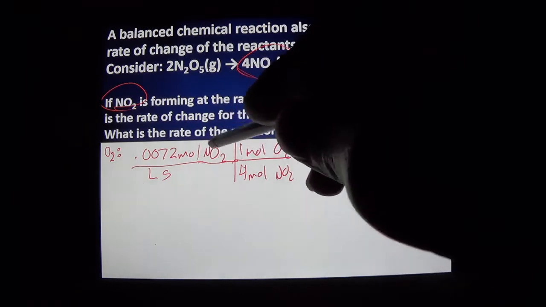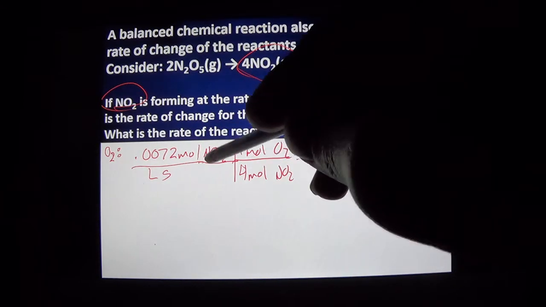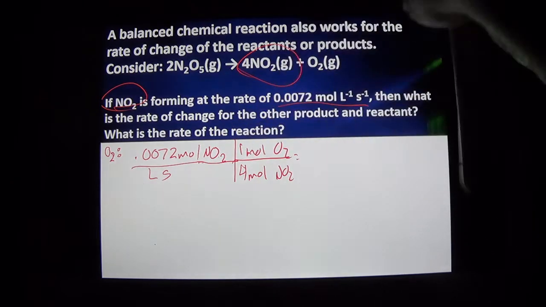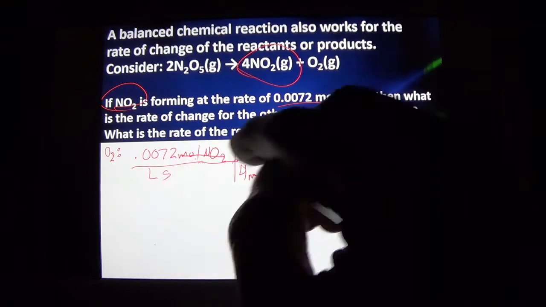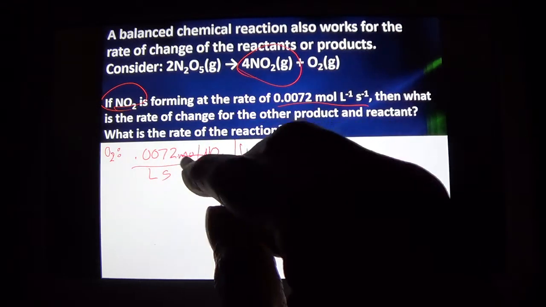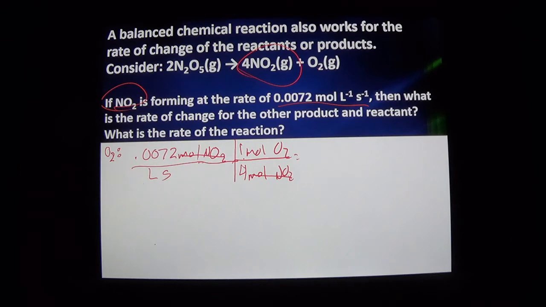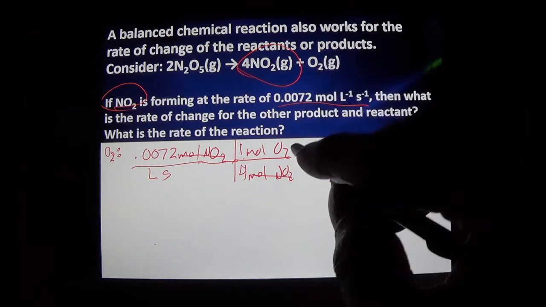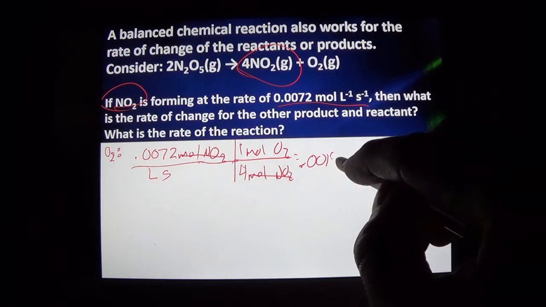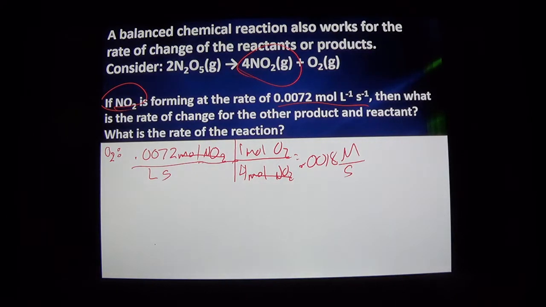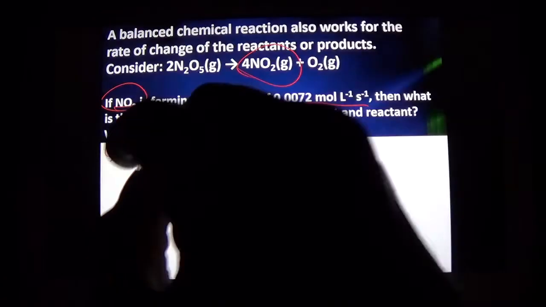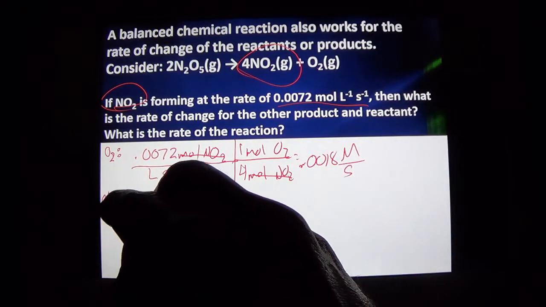So I strongly, highly, highly recommend you put it into railroad track and let the railroad track tell you the math. Check out how I'm going to get a moles per liter per second of O2, and all I have to do for the math is this. Okay, so 0.0072 divided by 4 into my calculator tells me 0.0018, and that is molarity per second, which is the same thing as saying moles per liter per second. Now let's do it for N2O5.